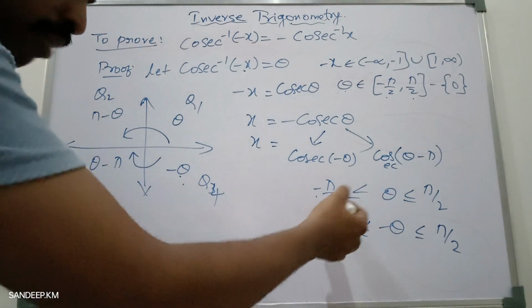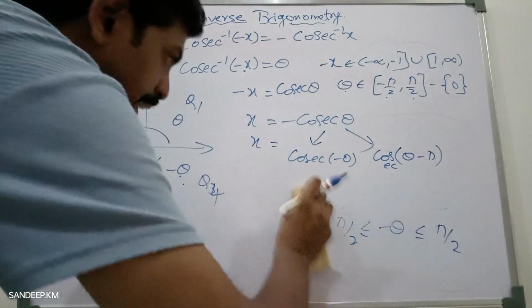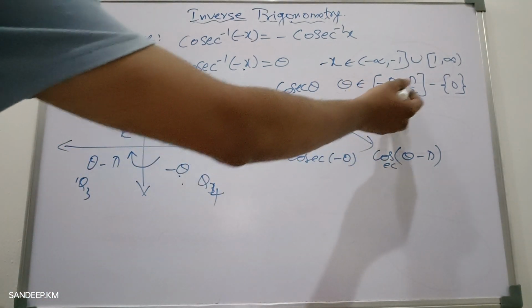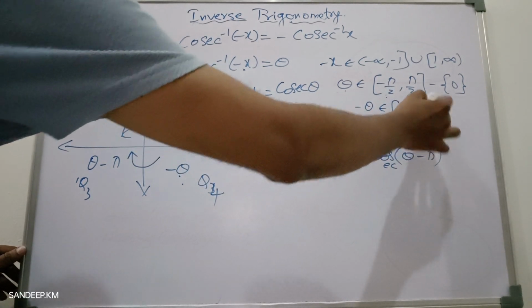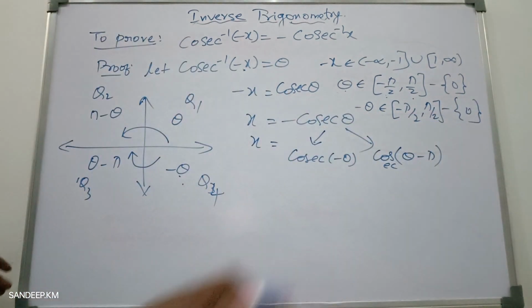If theta is between minus pi by 2 and plus pi by 2, then minus theta is also between minus pi by 2 and plus pi by 2. Instead of writing like this, I am writing it directly. If theta belongs to minus pi by 2 comma plus pi by 2, then minus theta also belongs to minus pi by 2 comma plus pi by 2, except minus 0. Except minus 0 means except 0 only.